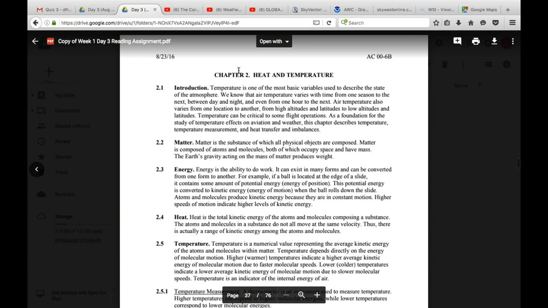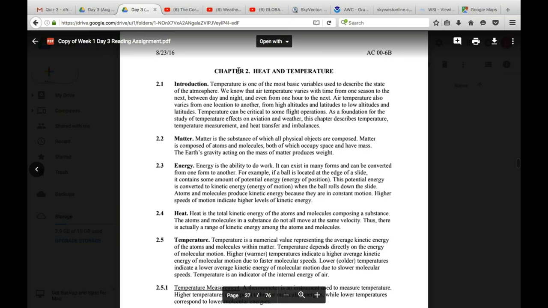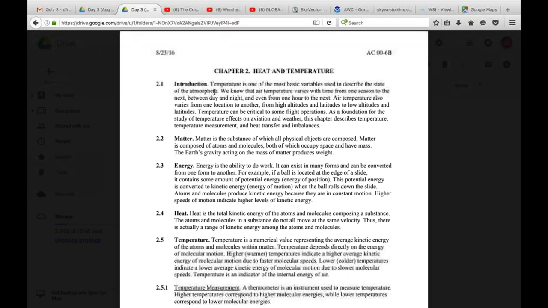Okay, so heat and temperature. Temperature is one of the most basic variables used to describe the state of the atmosphere. We know that the air temperature varies with time from one season to the next, both between day and night, and even from one hour to the next. Do you guys know what the coldest part of the day is? An hour after sunrise. Yeah, it's just after sunrise. Yeah, well done.